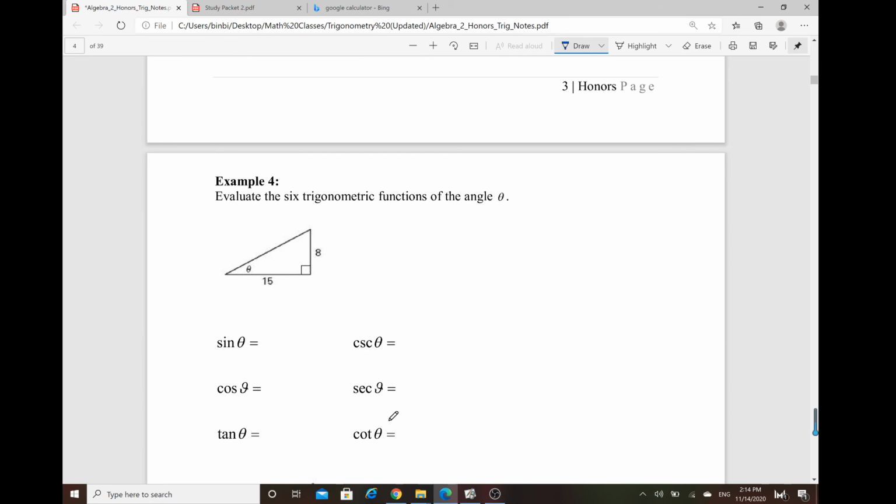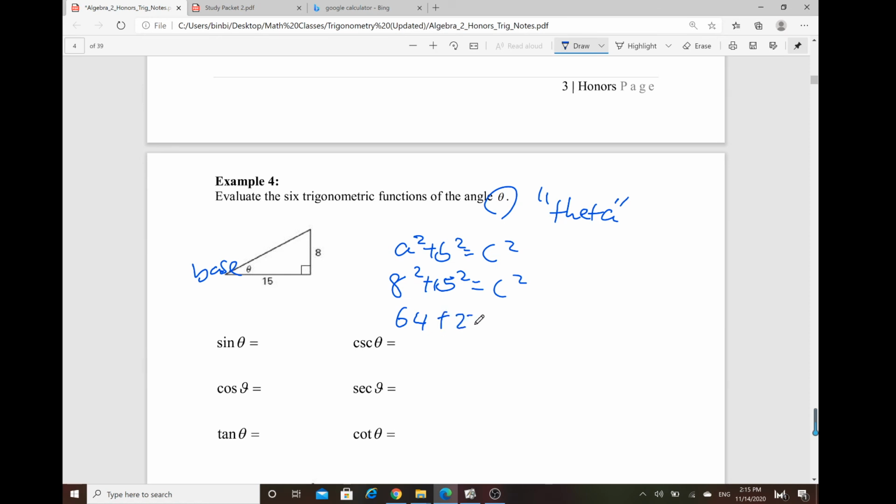The rest of the examples are quite similar. In this one, instead of using a letter for the angle, it's called theta, the Greek letter theta. Theta is the base angle, and we want to evaluate the 6 trigonometric functions, starting with sine of theta. The one that's missing here is the hypotenuse. Since we know it's a right triangle, we can find the hypotenuse using the Pythagorean theorem: a squared plus b squared equals c squared. So 8 squared plus 15 squared equals c squared, so 64 plus 225 equals c squared.